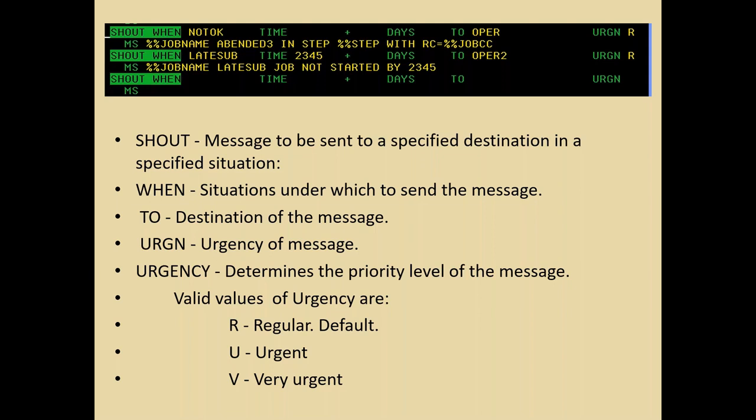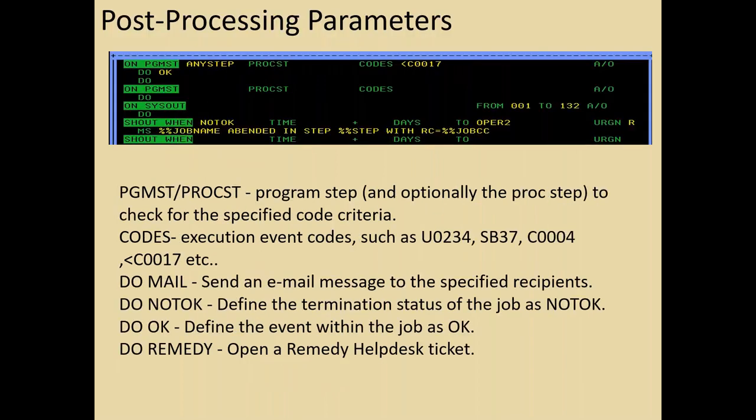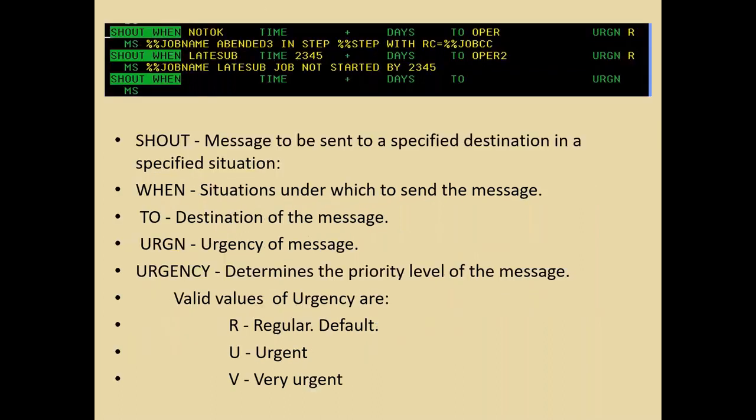One parameter gives the situation under which to send a message. Then the second is the destination of the message. Then URGN is urgency. Urgency determines the priority level of a message. Valid values under urgency are R, that is your regular default. So urgency is given here in the last column, URGN equal to R. U is for urgent and V is for very urgent, whereas R is for regular.